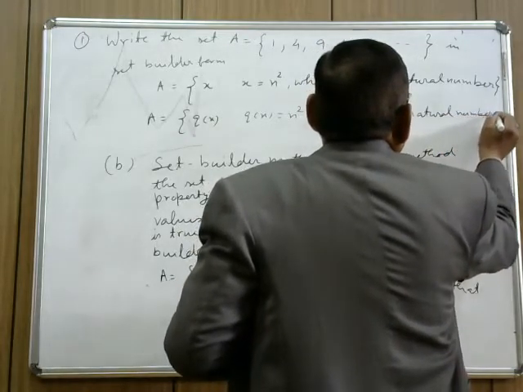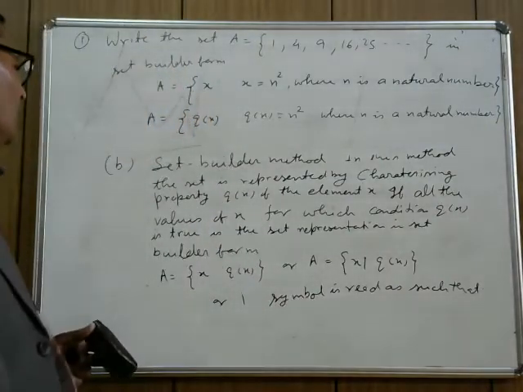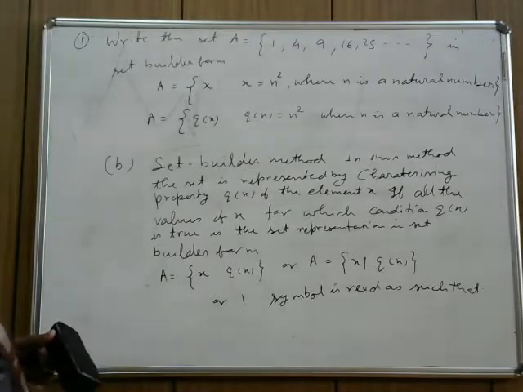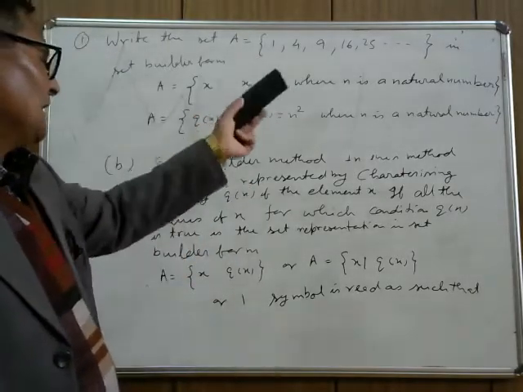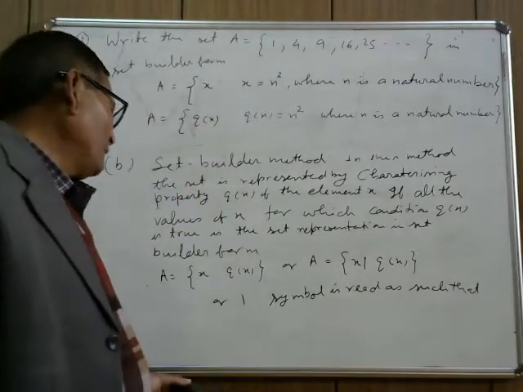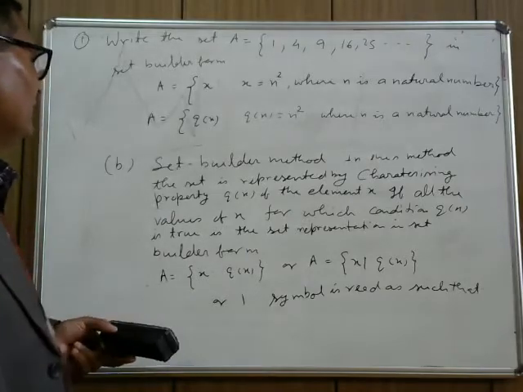So in the definition of set builder form, we are writing the element of the set by characterizing property Qx of each element x. For example, n is there, Qx is your n squared, Qx is x. When you compare both of that, you will find the set builder form of the given example.